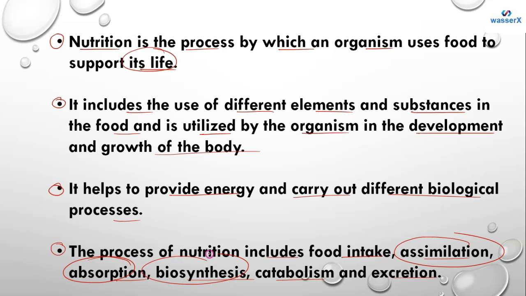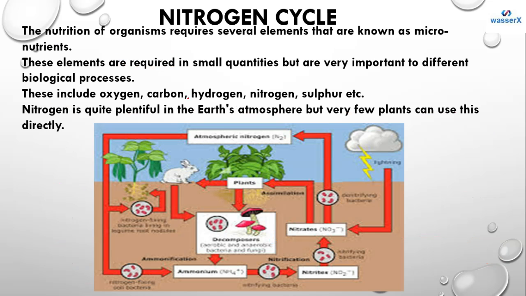Then we have the next one, that is biosynthesis. What is the meaning of biosynthesis, right? Biosynthesis is the production of complex molecules within the living organism or the cell. That's what we call biosynthesis. And catabolism basically means the breakdown of molecules. Then finally the excretion comes, right students?